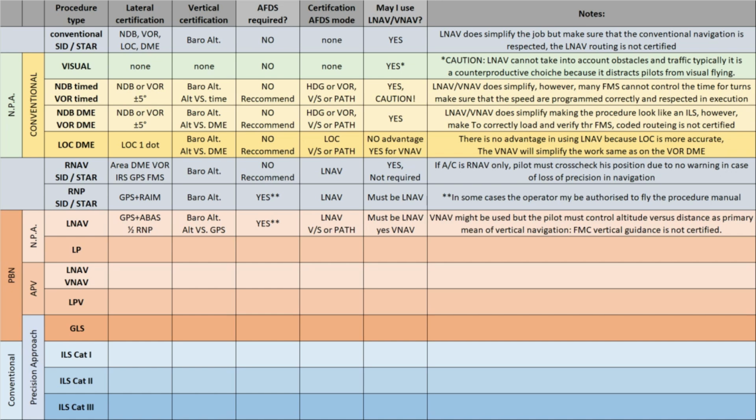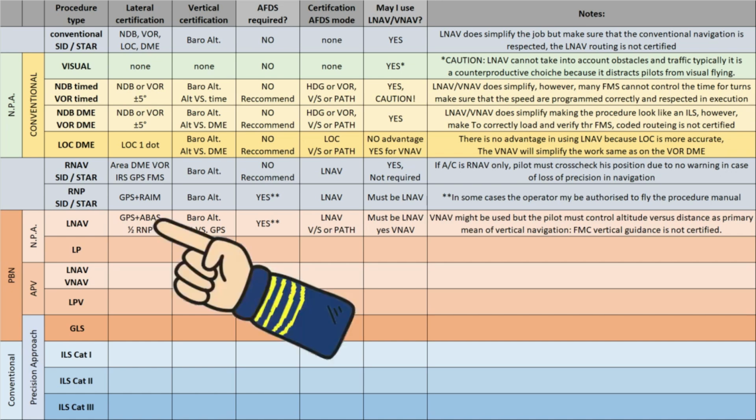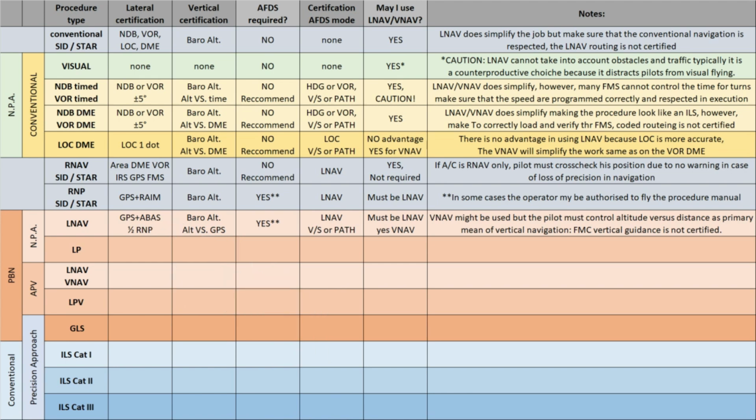This one being said, now we can get into the family of the PBN approaches. On the PBN approach, we continue with the non-precision approaches, which is the LNAV. So the LNAV is a lateral navigation based on the GPS plus the receiver-based augmentation system. Maximum deviation is half of the RNP. I remind you that the RNP approach is 0.3 nautical mile. The vertical profile of this approach is not certified, so again it's barometric altitude.